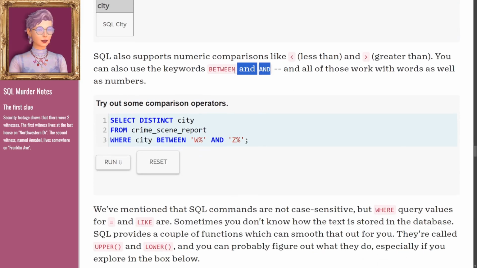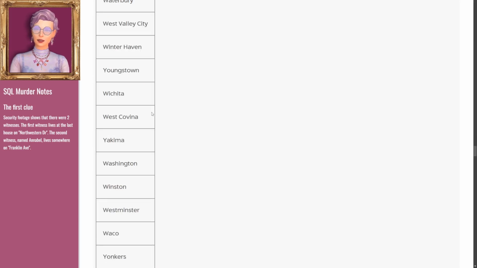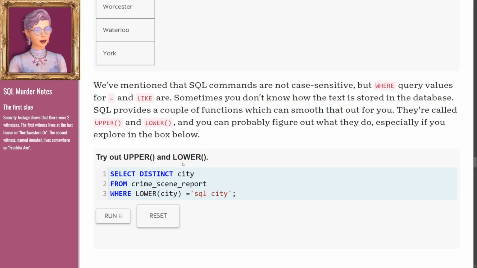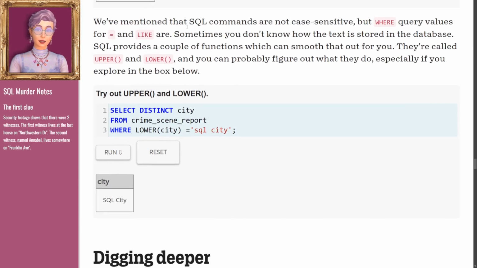Okay. Ooh, okay. We have between and. That's good. How does that work with letters? Find every unique city from the crime scene reports where the city is between W and Z? Oh, I guess just by alphabetical, huh? Oh, and then here we have the ability to convert everything in the database to upper or lower before we query it. Maybe that's not a super technical description of what's happening, but that can be really useful when we don't know the capitalization of what we're dealing with.